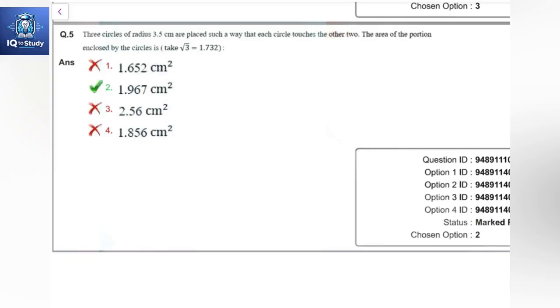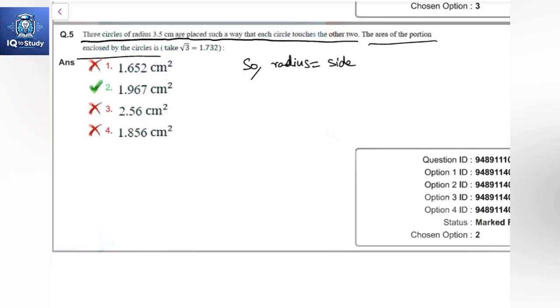Three circles of radius 3.5 centimeters are placed in such a way that each circle touches the other two. The area of the portion enclosed by the circles is? Here, the three circles form an equilateral triangle with their centers as vertices. So the radius is equal to half the side of the triangle, which means side is equal to 2 into r, that is equal to 2 into 3.5, which is equal to 7 centimeters.